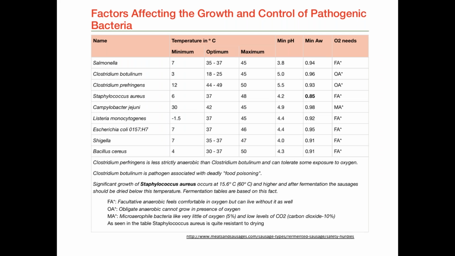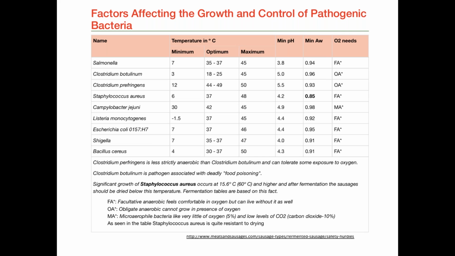This is a great chart. We use this in validation for processing salumi, and it works for so many different things. We have 9 major pathogens here: Salmonella, Clostridium botulinum, Clostridium perfringens, Staphylococcus aureus, Campylobacter jejuni, Listeria, E. coli, Shigella, and Bacillus. Notice that under the column minimum water activity, 0.85 is bold.